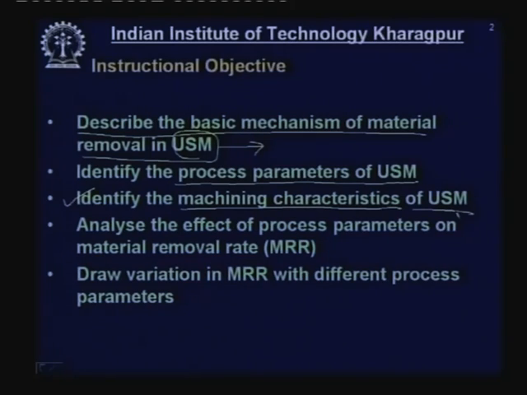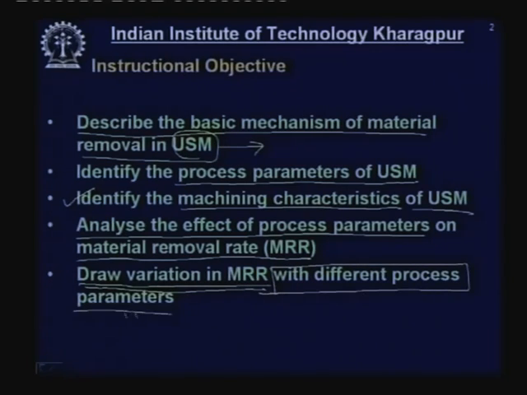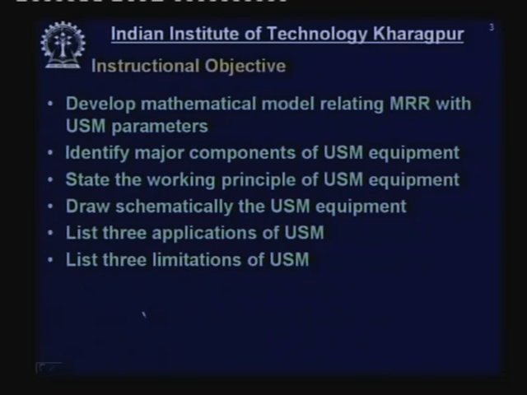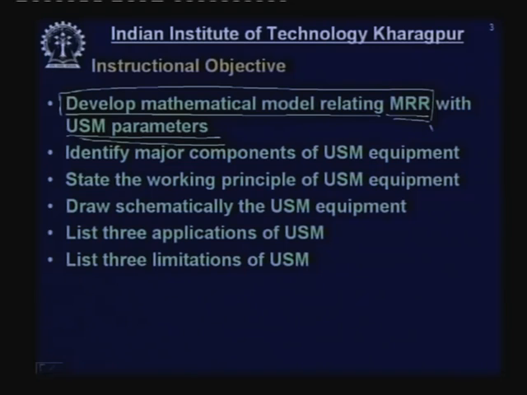Describing something or identifying something is good, but you would also be able to analyze the effect of different process parameters on one of the most important machining characteristics, which is material removal rate or MRR. Once you have done that, you would be able to draw the variation in material removal rate when someone is changing different process parameters. Other than that, you would be able to develop mathematical models relating material removal rate with different USM process parameters. Understanding the basic effect of process parameters from experimental data is one thing, and developing a full mathematical model gives you much better insight into the process.